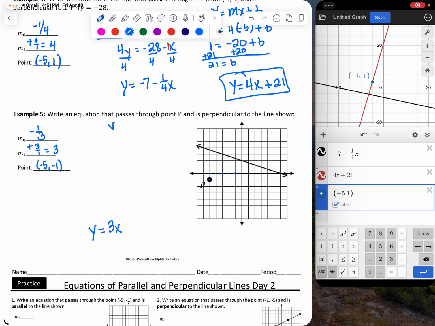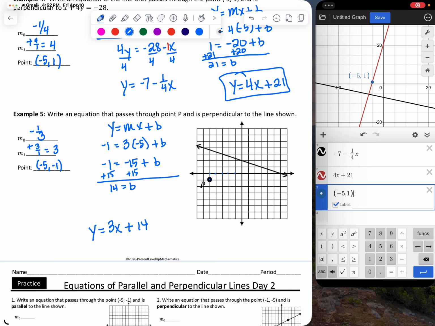So y = mx + b. I'll put a -1 for the y, a 3 for the m, -5 for the x, plus b. So -1 equals -15 plus b. Now add the 15 to both sides, and I get 14 equals b. So 3x + 14 is our new line.